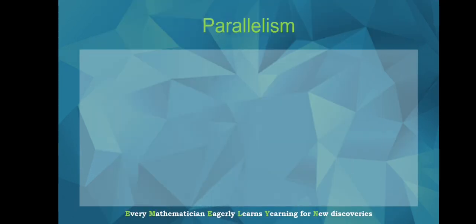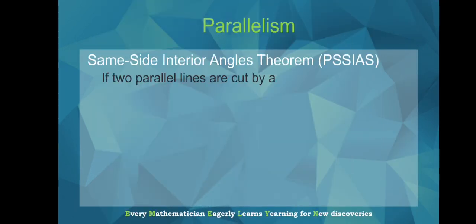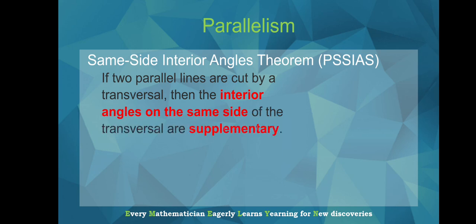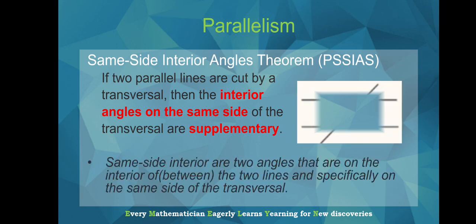Same-side interior angles. The same-side interior angles theorem states that if two parallel lines are cut by a transversal, then the interior angles on the same side of the transversal are supplementary. Same-side interior angles are two angles that are on the interior of, or between, the two lines, and specifically on the same side of the transversal.